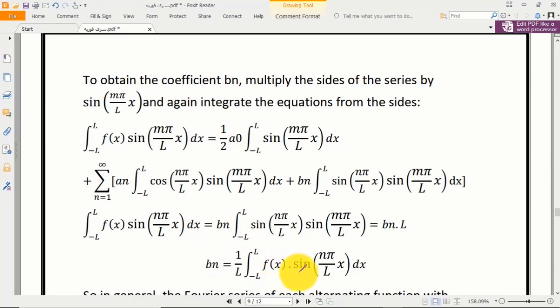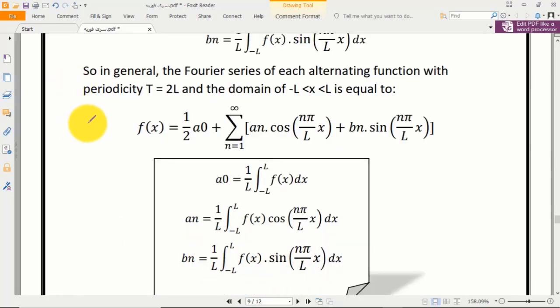So I would explicitly write this out: generally, the Fourier series of a periodic function with period equal to 2 times L and the domain x from negative L to L would be this, and the a sub 0, a n, and b n coefficients would arise from these formulas.